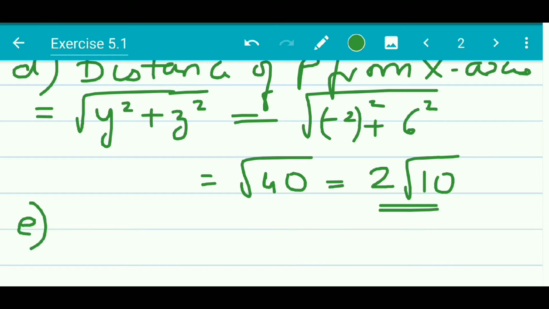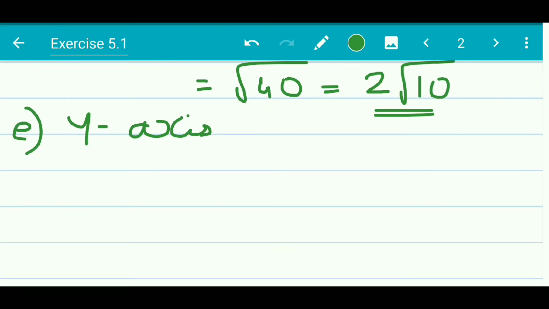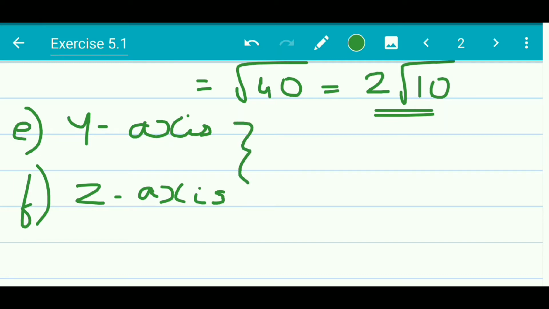Now similarly, the distance of the point P from the y axis, and the distance of the point P from the z axis, I am leaving to you to do as an assignment. By now you know what the method is, isn't it? Distance of P from the y axis is the root of x square plus z square, and that from the z axis is the root of x square plus y square. So these two can be done as an assignment by you.